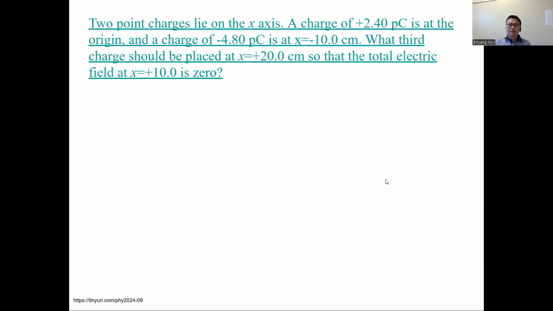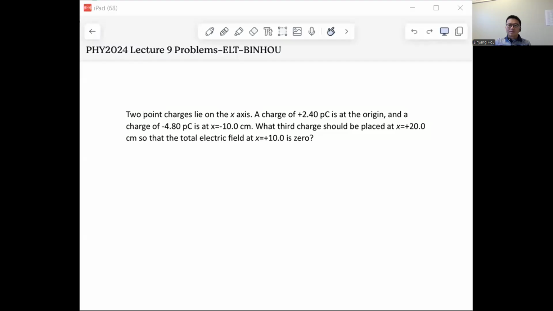All right, let's take a look at the first example of the day. I'm going to switch my screen here, so you can see how we can solve this one. This one says you have 2 point charges that lie on the x-axis. So we can sketch the problem. We can draw the x-axis.